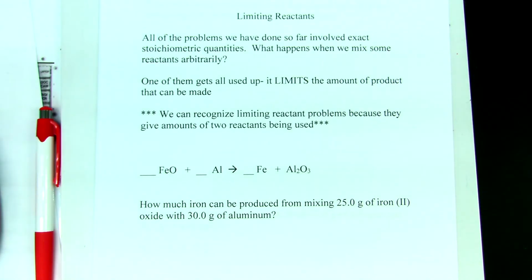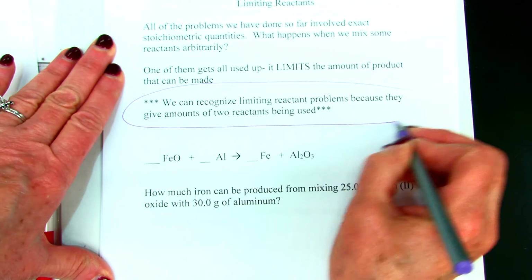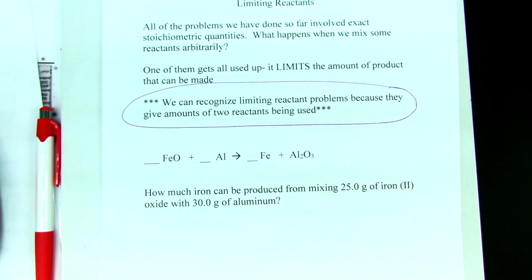When we look at limiting reactants from a chemistry perspective, we do the same thing we just did with the Rice Krispies. If we're arbitrarily mixing reactants, one of them will get all used up and the others will be left over. So the key is we recognize limiting reactant problems because they give amounts of 2 reactants being used. And this is different from the problems we've done up until now.